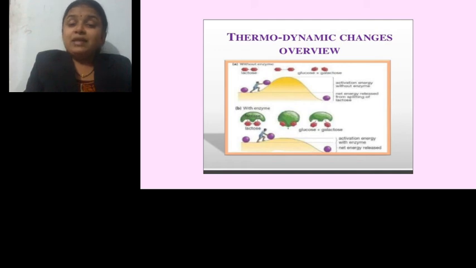While in an enzyme catalyzed reaction, this activational barrier is very low, and that's why you can see in the second diagram the man can roll the ball to the other side of the mountain very smoothly. And here the enzyme plays an important role. It holds the substrate in such a way that the transition state is reached fast, and hence the enzyme catalyzed reaction occurs in very little time.